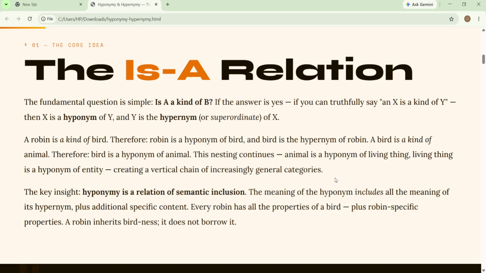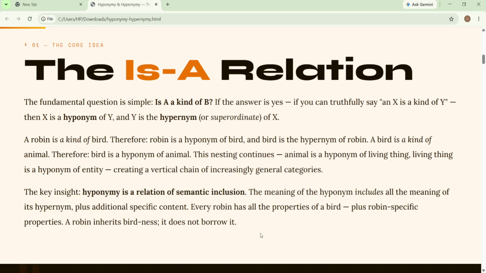A bird is a kind of animal, therefore bird is a hyponym of animal. So we're going into more general. Here bird has been specific and animal has become general. This nesting continues. Animal is a hyponym of living thing, so we're going even more general. Living thing is a hyponym of entity, creating a vertical chain of increasingly general categories.